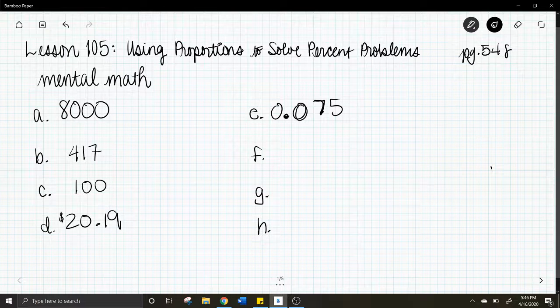Letter F, 440 divided by 20. What is 440 divided by 20? The answer is 22. Letter G, how many quarts are in 2 gallons? The answer to that is 8 quarts. There are 4 quarts in 1 gallon, so 4 quarts times 2 gallons equals 8 quarts.